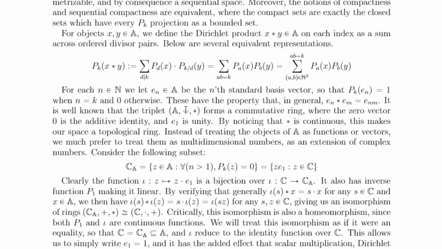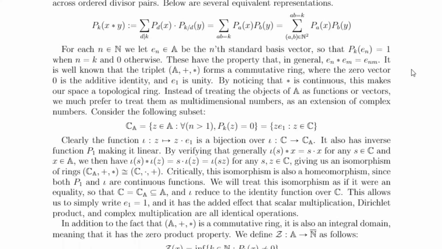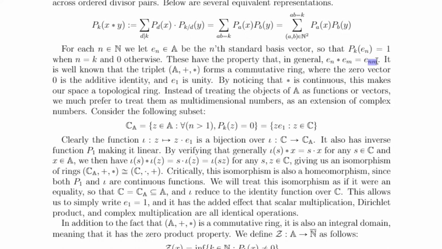So an interesting characterization of these basis vectors, and of the Dirichlet product in general, is that if you take any two of these basis vectors and multiply them together with the Dirichlet product, it's the same as just multiplying their indices. So, for example, the second basis vector multiplied by the third basis vector would give you the sixth basis vector. And that's a really simple characterization. It's basically just integer multiplication, but we're using basis vectors instead of integers and different dimensions. But the characterization itself is rather straightforward.